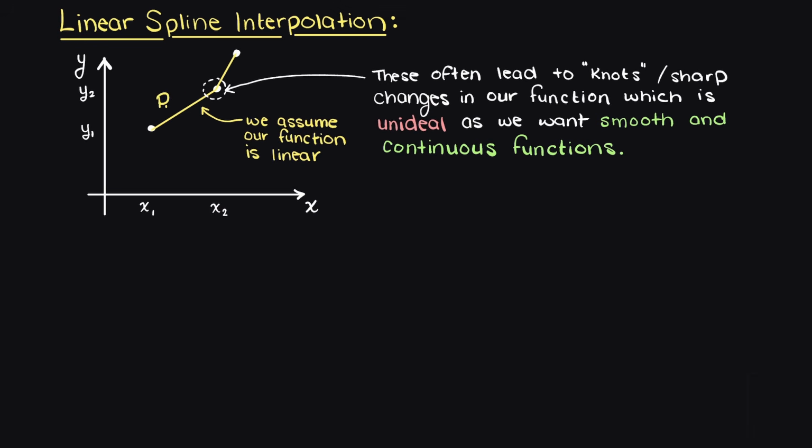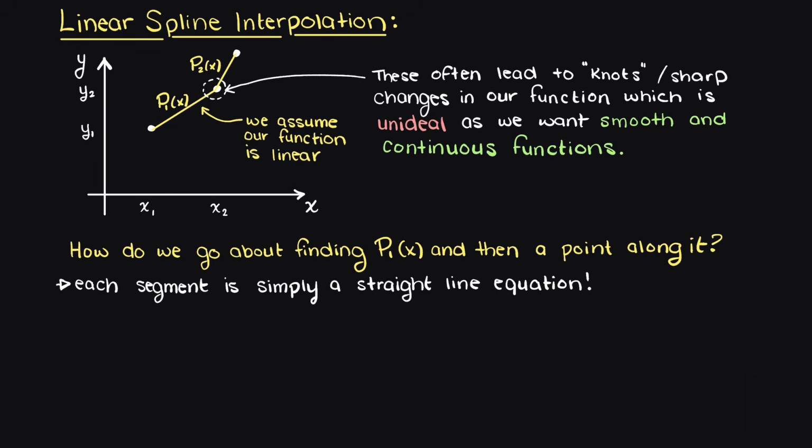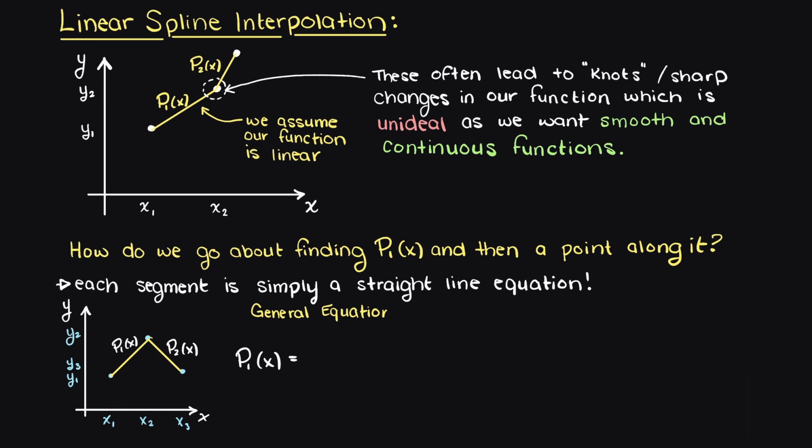So, now that we have an idea of what linear spline interpolation looks like, how do we go about actually finding an interpolating function such that we can find an output along this line here? Well, in a linear spline interpolation function, we have a piecewise function, where each linear spline is a simple straight line equation with the domain of the bounding data points. So, for example, if we wanted to define a linear spline for the following three subset of data points, we would have the following.